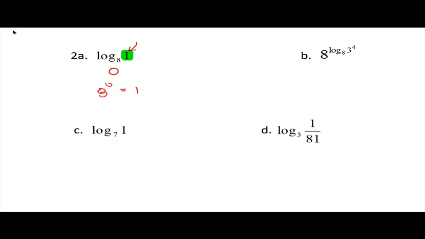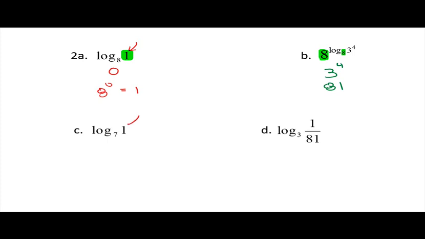Over here, we have another special case. Remember, in exponent form, if the base of the exponent and the base of the log are the same, your answer would just be the exponent. So it would be 3 to the 4th power, in this case, 81. These are the special cases that help us simplify more complicated logs.